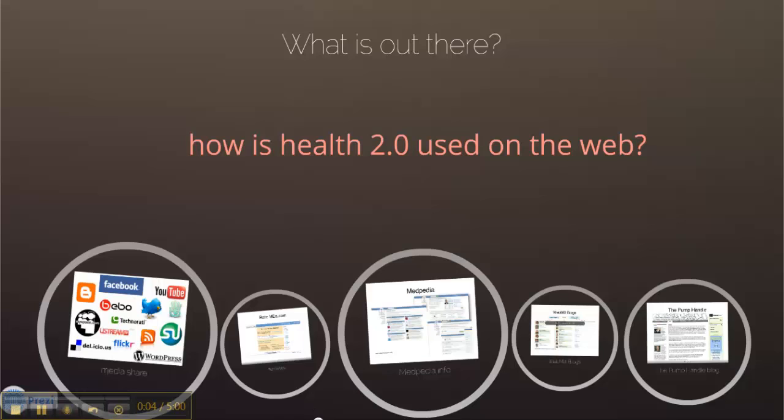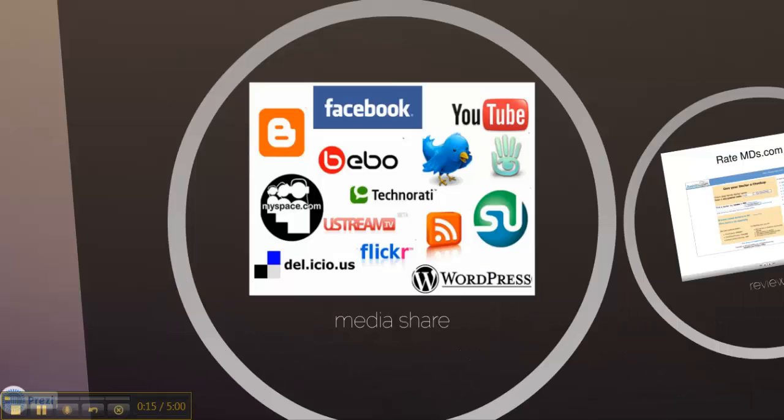Let's talk about how Health 2.0 is being used. Here are some examples of a couple of web services that are out there. The most common and powerful way to share information is the use of social networks such as Facebook, Twitter, and MySpace. People always look for other people's opinions, so this is a good medium to communicate with each other. The downside is that not everybody's an expert, so you don't really get the best advice.